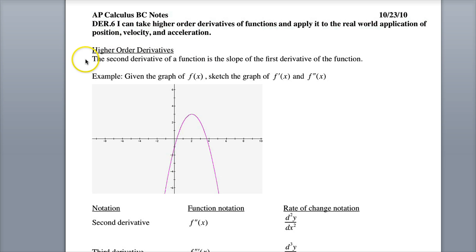Higher order derivatives: what it means is the second derivative of a function, and it's the slope of the first derivative of the function. For example, here's a graph f of x, and let's sketch the graph of f prime of x, which means the derivative, and f prime prime or f double prime of x. So here's the function, and we're going to call this f of x.